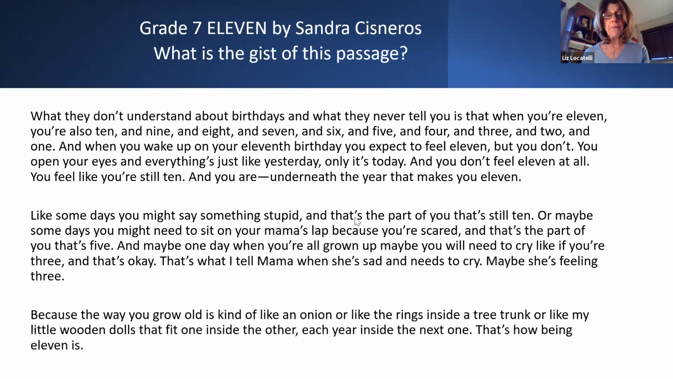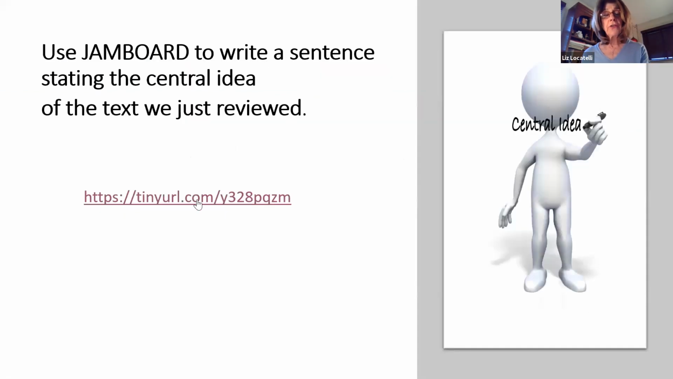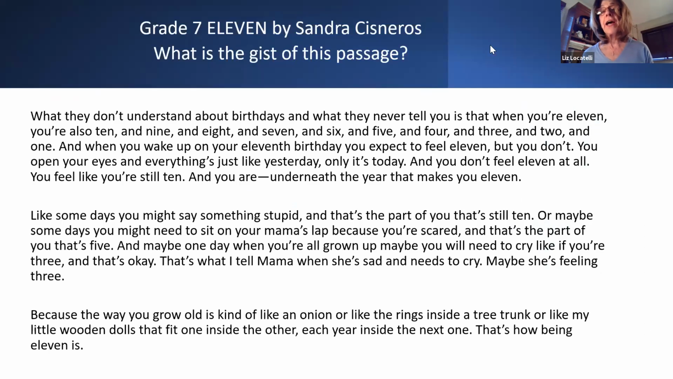And I'm going to just show you here. You're going to go to Jamboard, because I want to show you exactly how you could do this with your students if you have to be virtual. I'm putting the link into Jamboard, and I want you to think about what the central idea is and then just write. If you come up with something, I just put the link in chat. Come up with the central idea and put it on Jamboard.